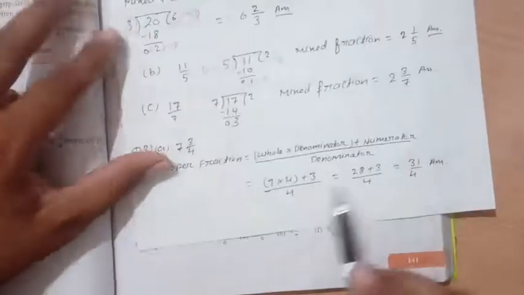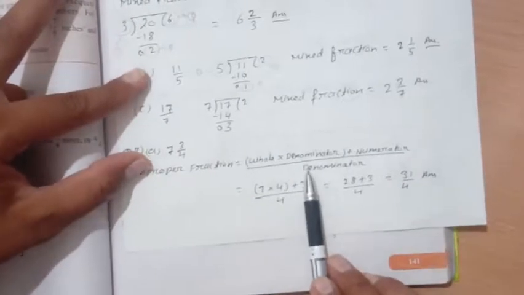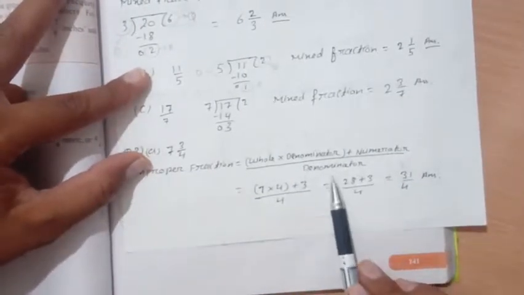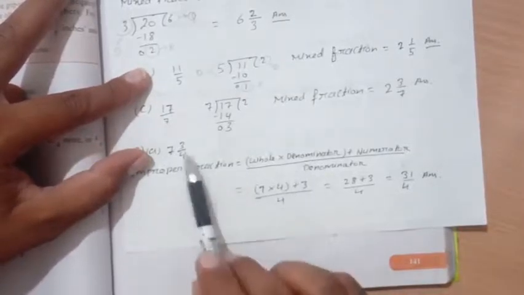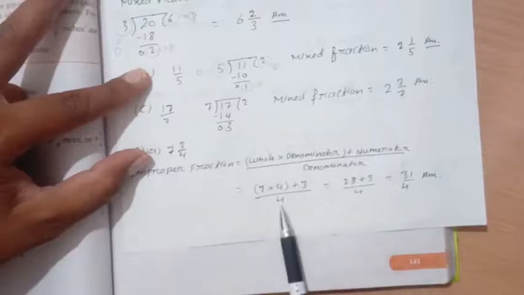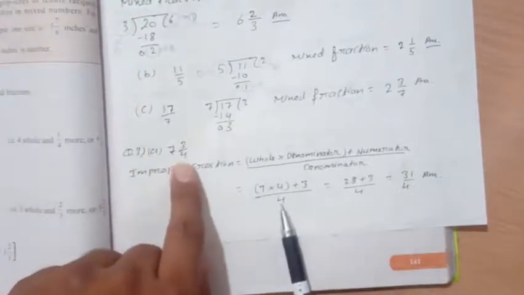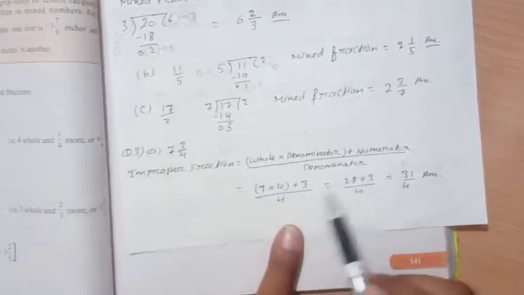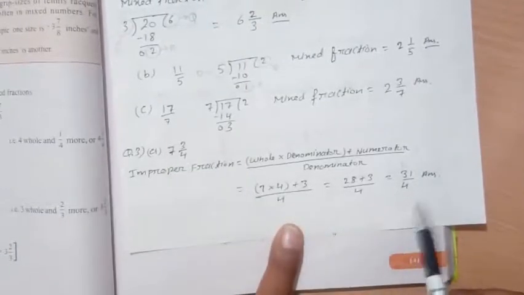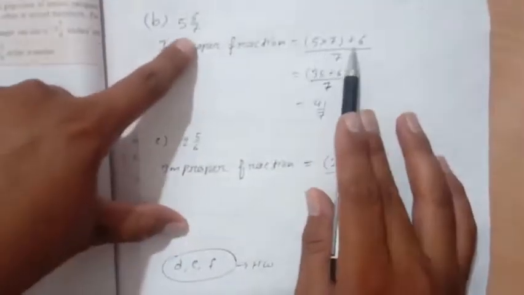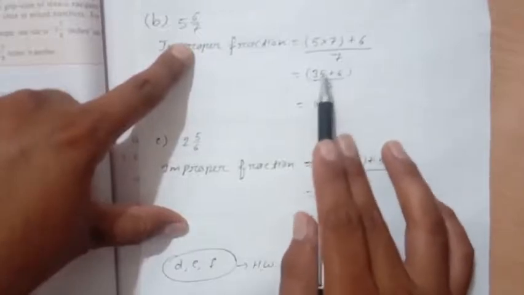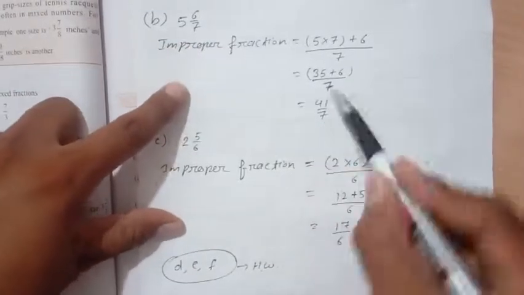So what is the formula for an improper fraction? Whole into denominator plus numerator, divided by denominator. So 7 is the whole, we write 7, denominator 4, plus 3 because it is the numerator, all divided by the denominator 4. So 7 4s are 28, 28 plus 3 by 4, 31 by 4 is our answer. Similarly 5 6 by 7: whole into denominator plus numerator by 7. Now 35 plus 6, 41 by 7 is our answer.